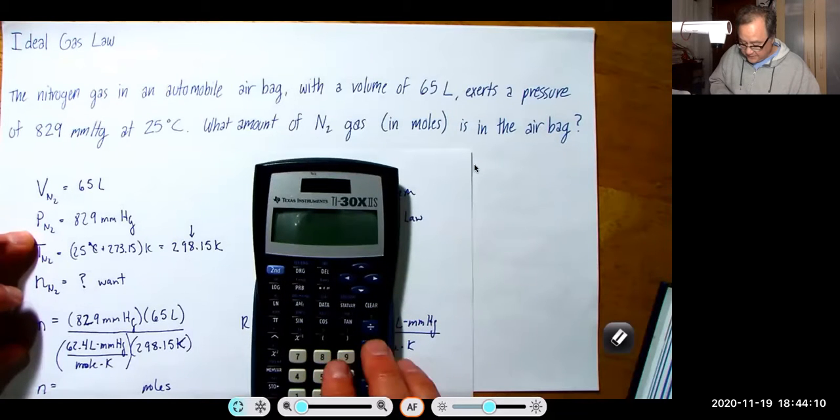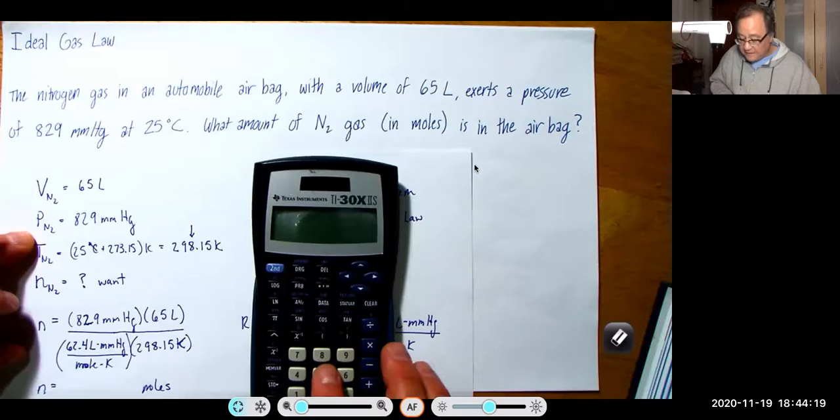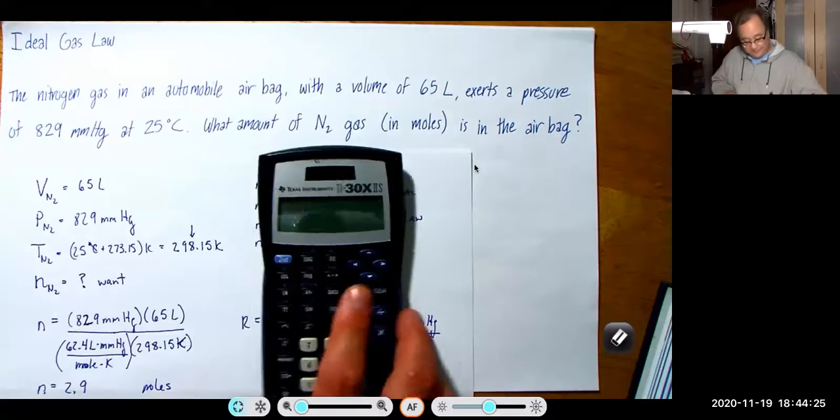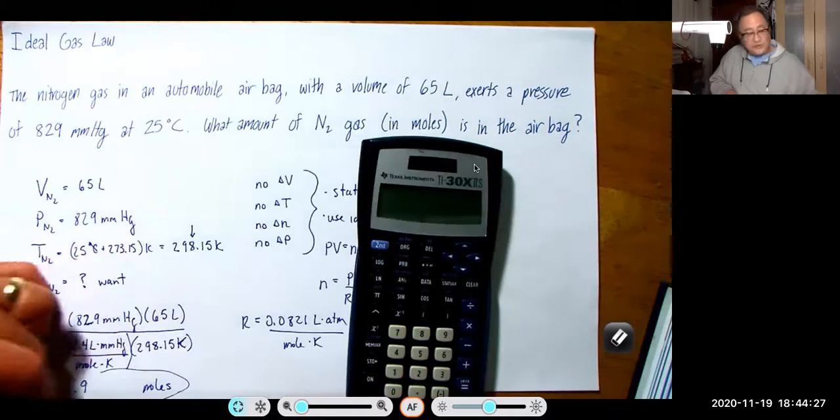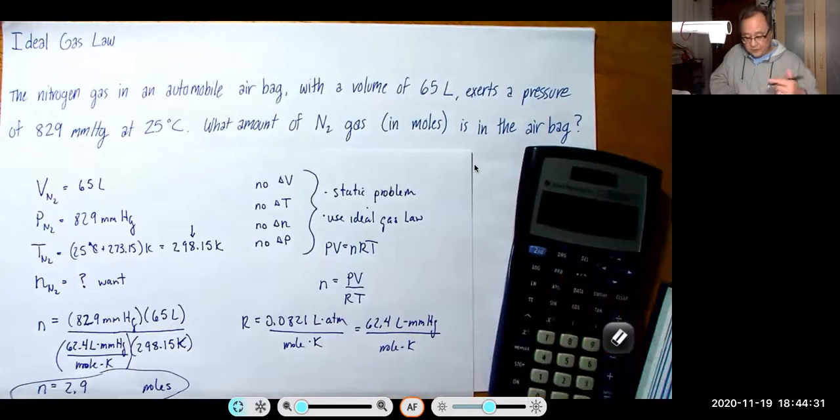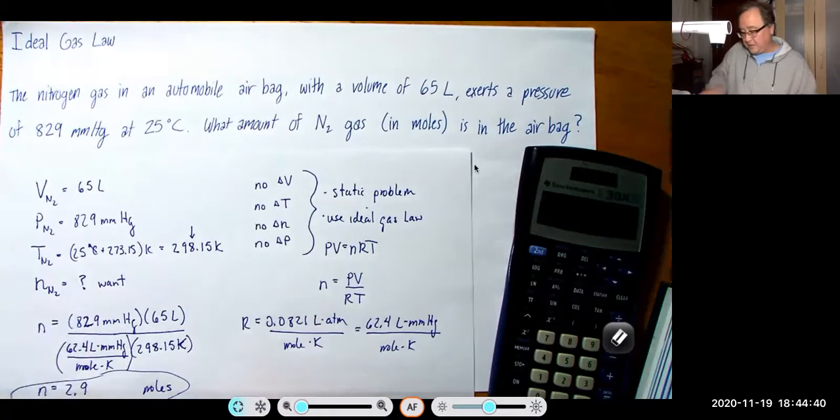829 times 65 divided by 62.4 and divided by 298.15. And we get 2.9 moles of nitrogen. Now, why only 2 significant figures? And it's because of that 65. So that's the ideal gas law applied to basically a gas in a bag or a gas in a container, if you want to make it very general.